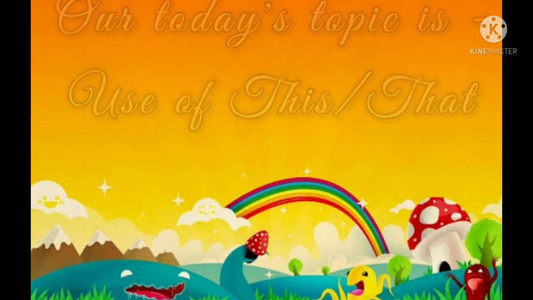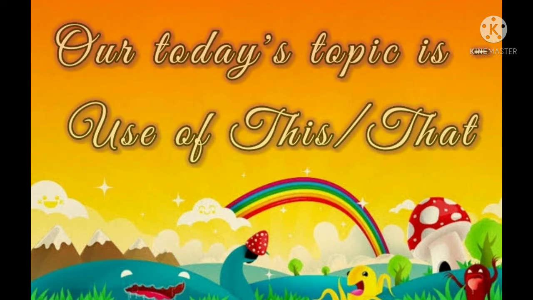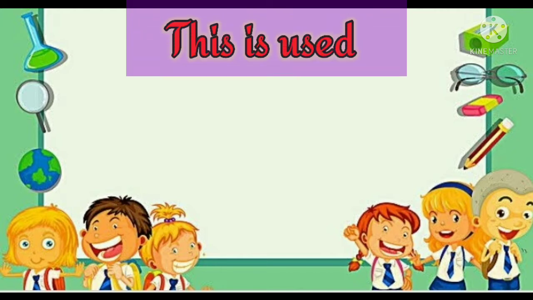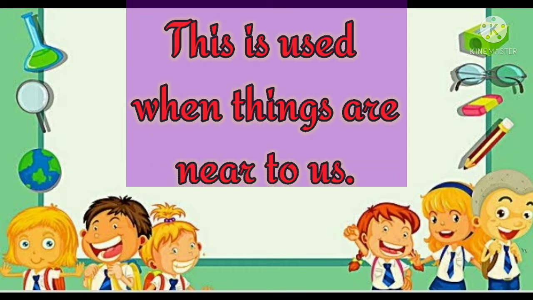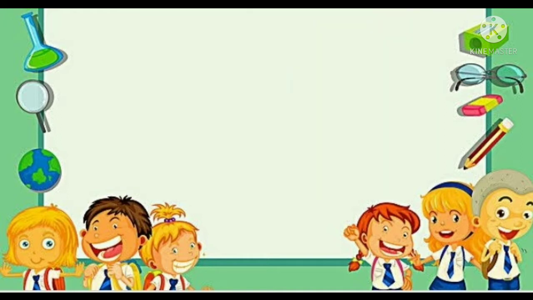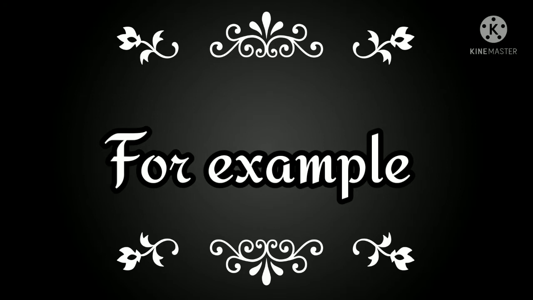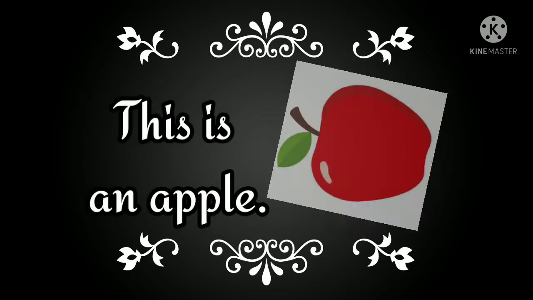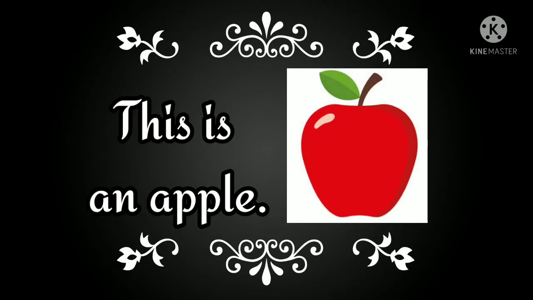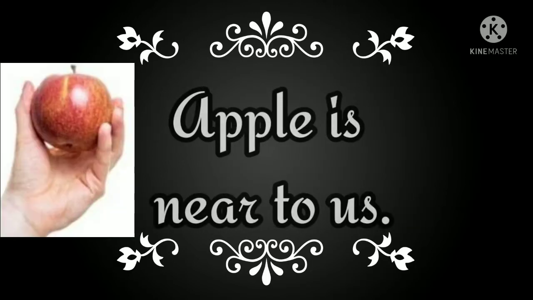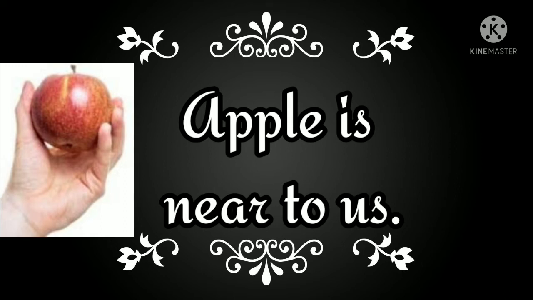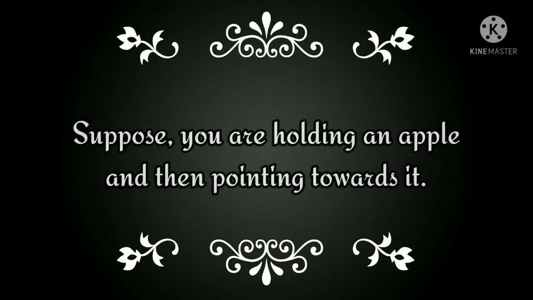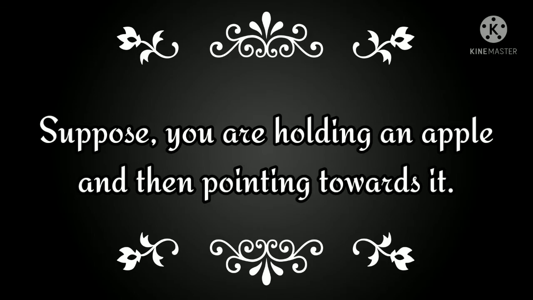Our today's topic is use of this and that. Let's begin the topic. This is used when the things are near to us. For example, we have, this is an apple. An apple is near to us. Suppose you are holding an apple and then pointing towards it.